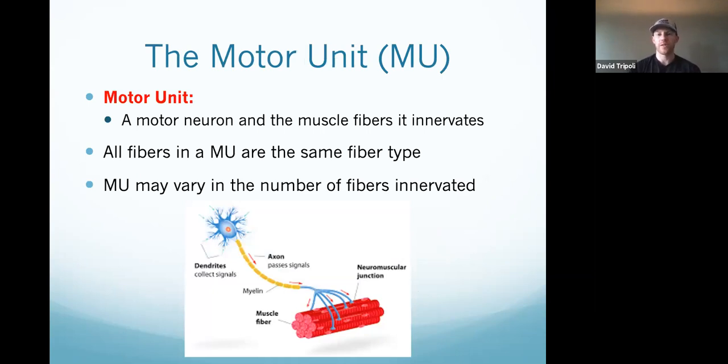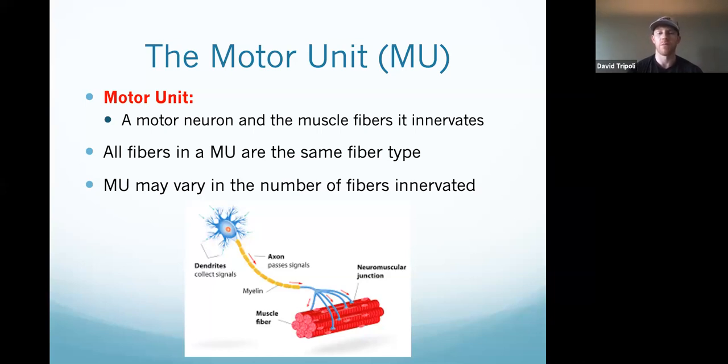So here's a motor unit. A motor unit, the definition is a motor neuron and the muscle fibers that it innervates. So again, you have this single neuron and then all of these muscle fibers. Now it may not touch all of them, right? Some of them might be connected to another neuron. Just because they're close to each other doesn't mean that they're all activated by the same one.